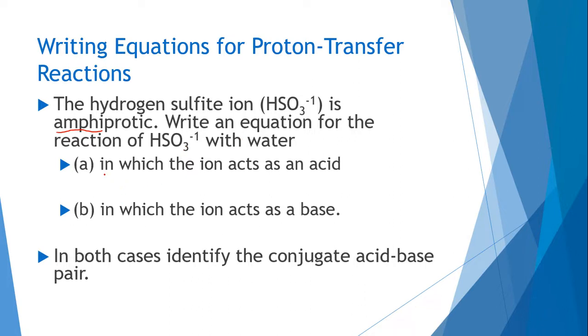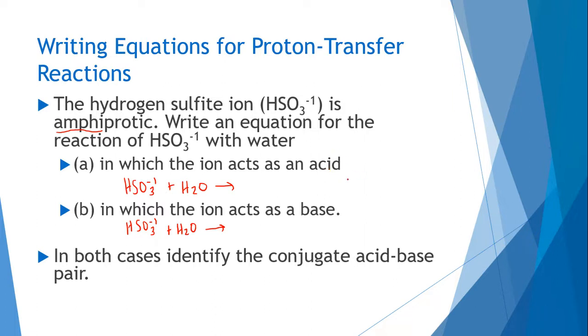In part A, we're going to write this as if it acts as an acid, and part B, we're going to write as it acts as a base. So we still have this hydrogen sulfite, and it's going to react with water. And down here, it's going to do the same thing. What we need to decide is what the products are going to be. So in part A, it's asking us to write this as if the ion acts as an acid.